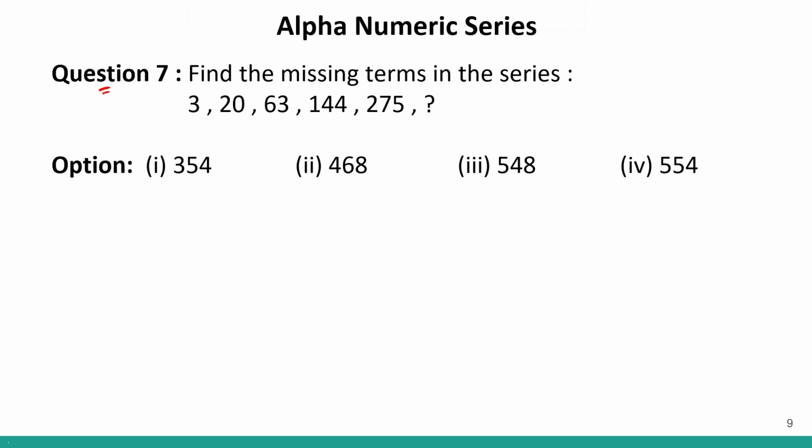Question number 7. We have 3, 20, 63, 144, 275. Let me write them down: 63, 144, 275, and then we have to find the missing term. Between 3 and 20 I can see a difference of 17. Between 20 and 63 I can see a difference of 43. Between 63 and 144 there is a difference of 81, and between 144 and 275 there is a difference of 131.